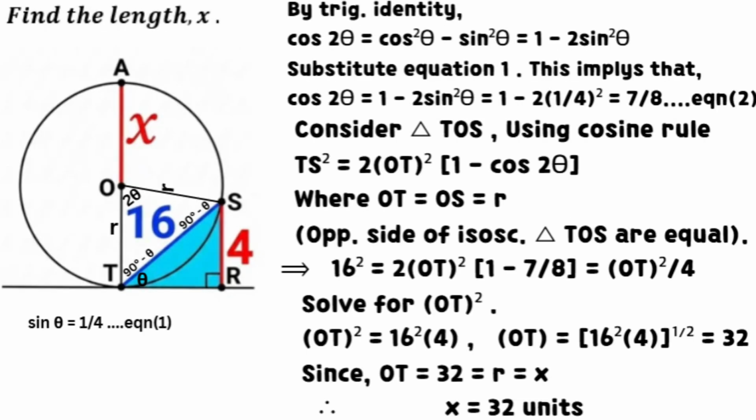Solve for the square of length OT. Take the square root of the equation. Length OT equals the square root of the product of 16 squared and 4, which equals 32. Since length OT equals 32, which equals r, the result equals x. Therefore, x equals 32 units.